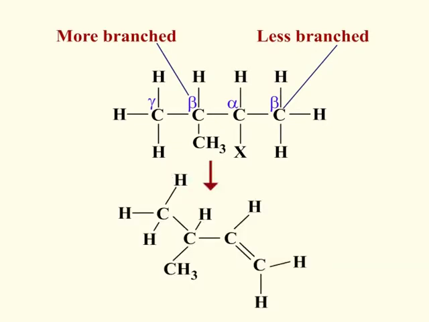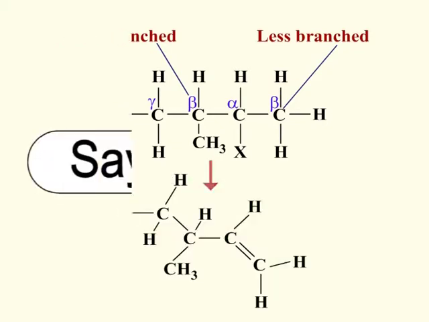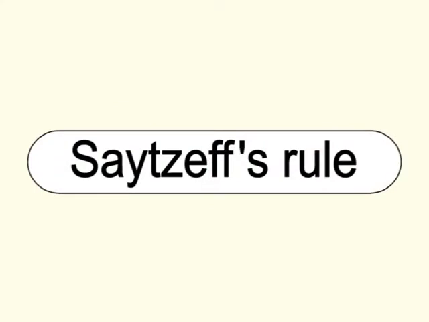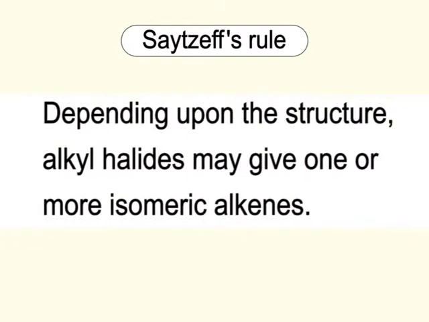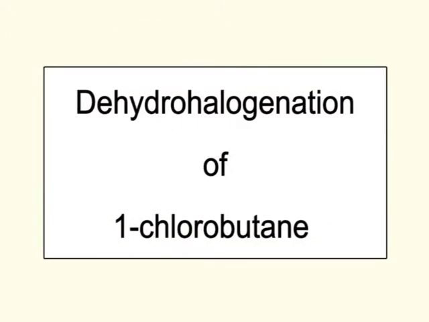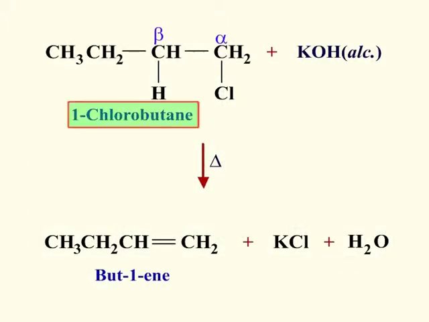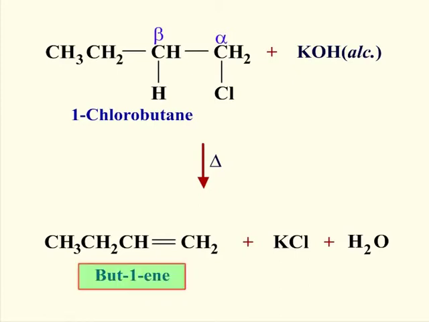Children, let us now discuss an example on Saytzeff's rule. Depending upon the structure, alkyl halides may give one or more isomeric alkenes. For example, dehydrohalogenation of 1-chlorobutane gives only one alkene, that is but-1-ene, since only one type of beta hydrogen is available on the left side of the molecule.